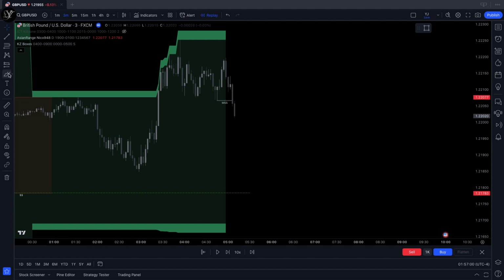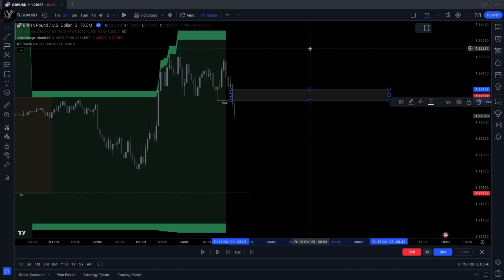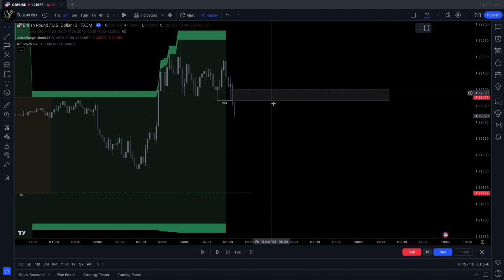So we're going to mark this out with an order block tool like so, from the tip of the first candle to the tip of the third candle like so. So this is going to be our area of interest. In other words, our entry point.